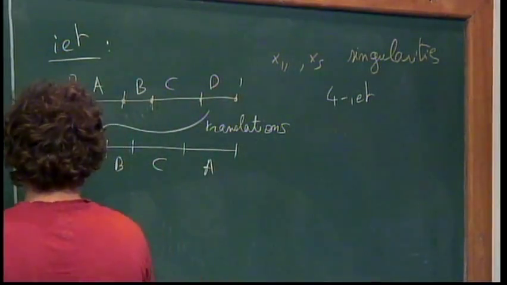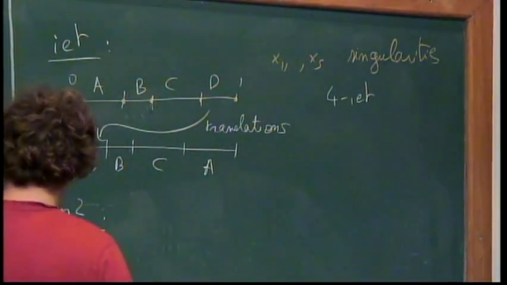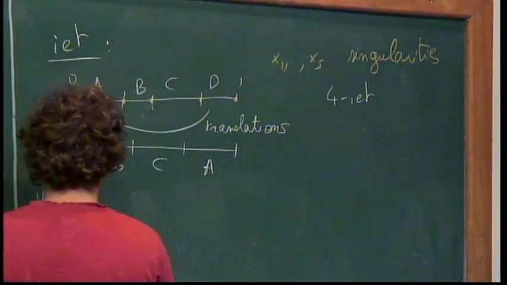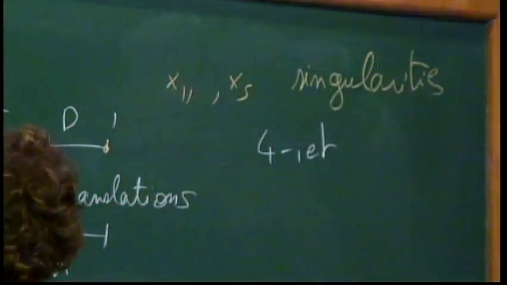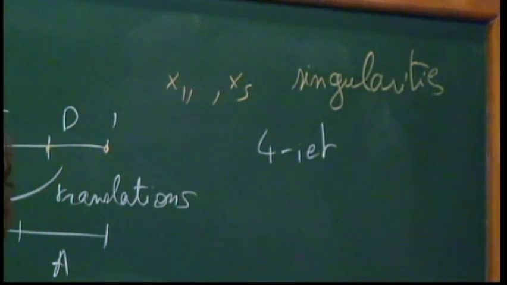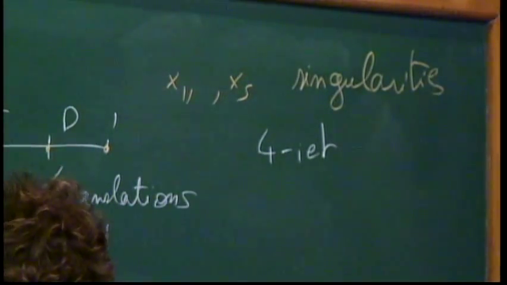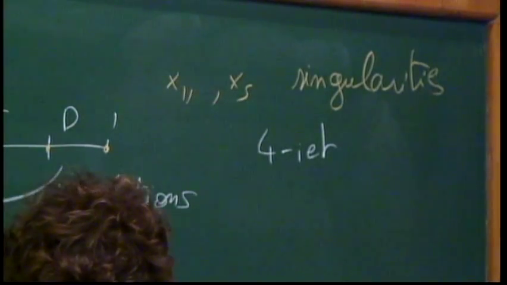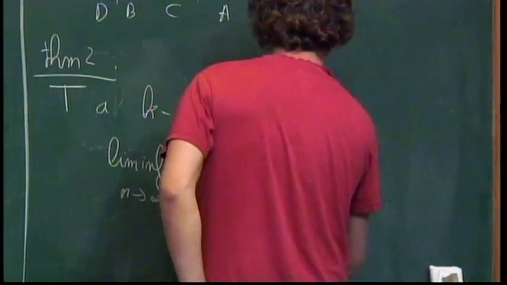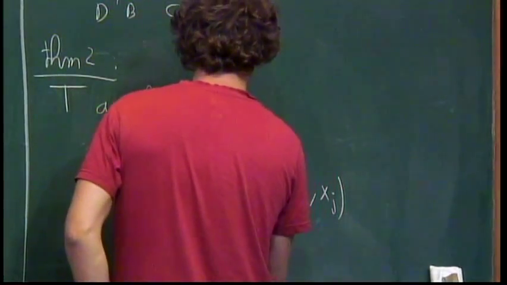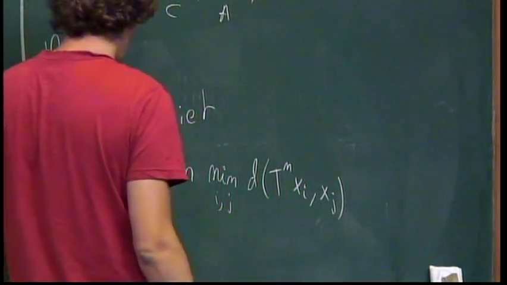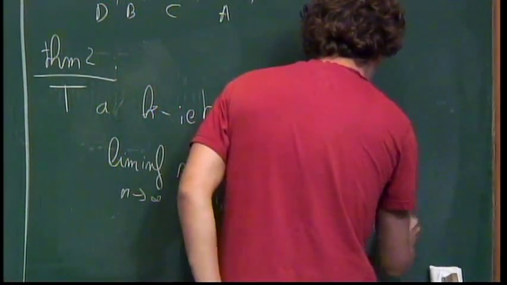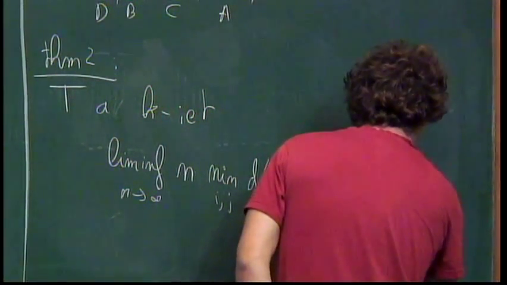And theorem 2 is that for T a K-interval exchange transformation, the limit as n goes to infinity, and we do not look at this quantity, but here we can put any xi and any xj. So it's n times the minimum of the distance from T^n of xi to xj for any i, j. They might be the same, they might be different. And the result is that it is less than 1 over k minus 1, square root of 5.